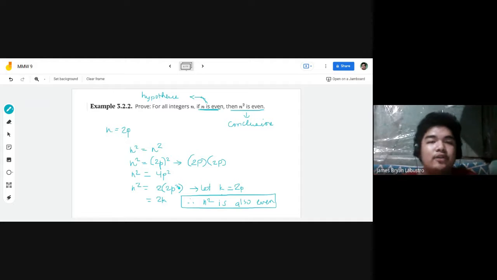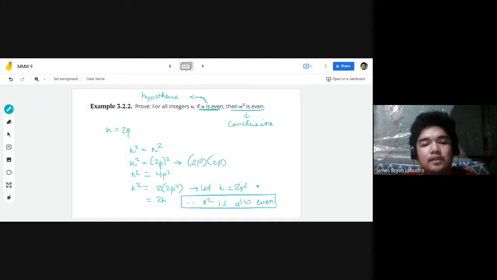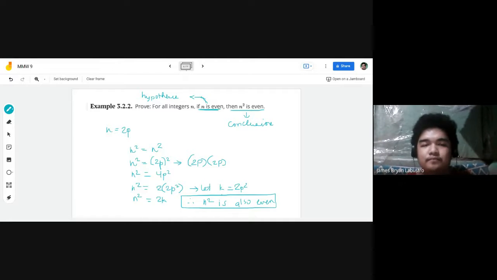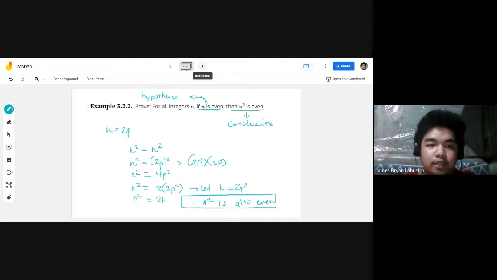You're going to factor out the prime number 2, because 2 is mostly used. So 2 times 2p squared. Then we let k equal 2p squared. Then we have n squared equal to 2k, and therefore n squared is also even. So that's it. Very direct. It doesn't look roundabout, but very direct. Automatically. So that would be for the first example.